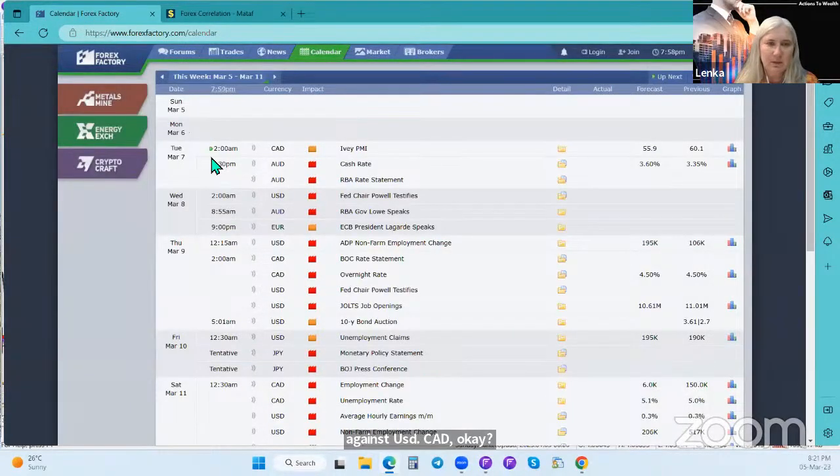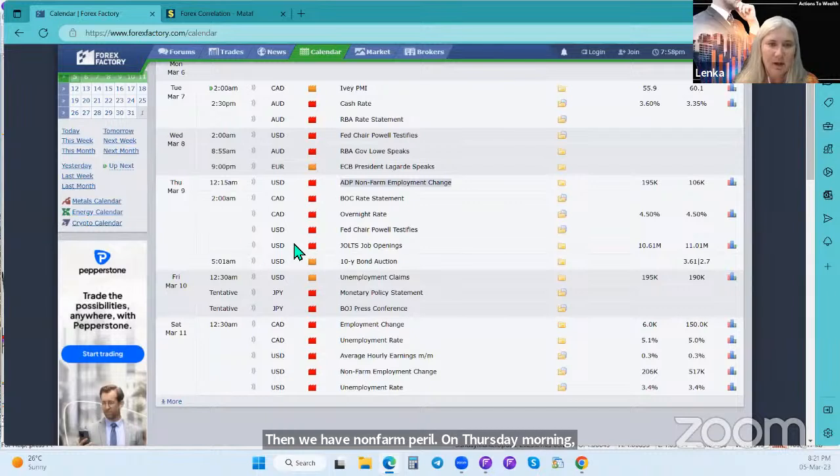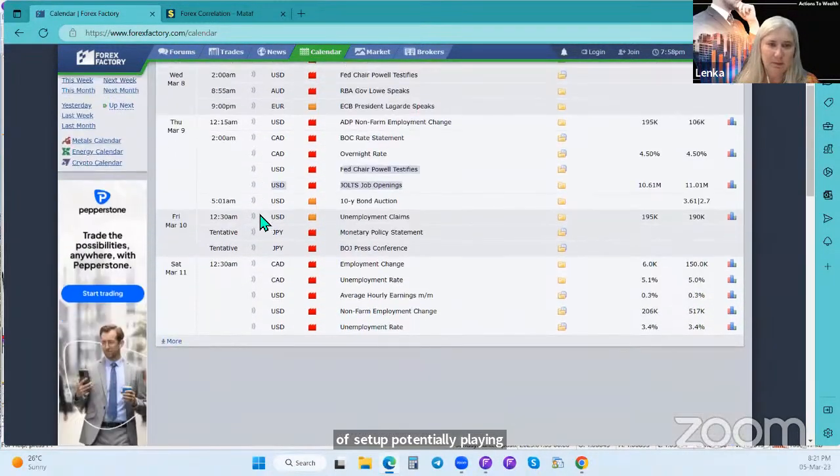And in terms of the news, where do we have the news? We have some US news coming up Wednesday. Then we have non-farm payroll on Thursday morning, my time. And there's more high impact news on the Thursday. So I would be looking at this type of setup potentially playing out around that time.